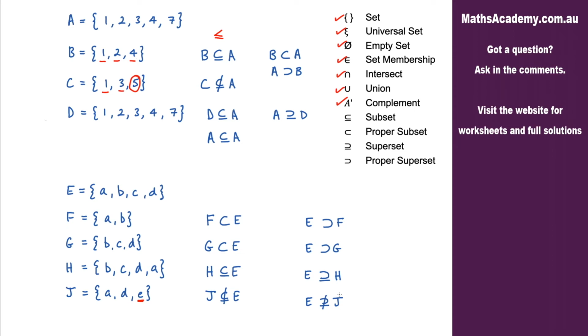So hopefully that makes sense. Let's just go back over it again here. With this F set here, it is a subset of E. It's also a proper subset of E. G is a subset of E. It's also a proper subset of E. Now H is just a subset of E. It is not a proper subset. In other words, this one is equal to E. And obviously J is not a subset.